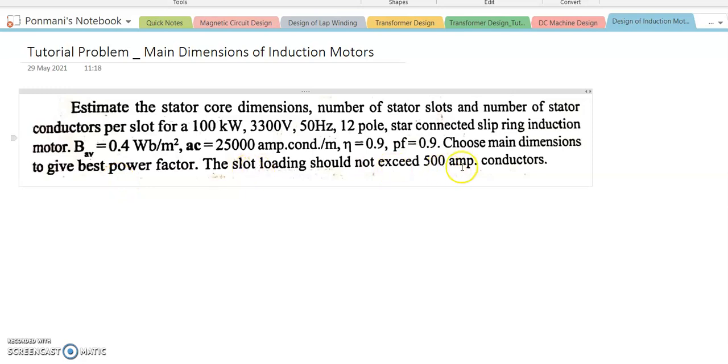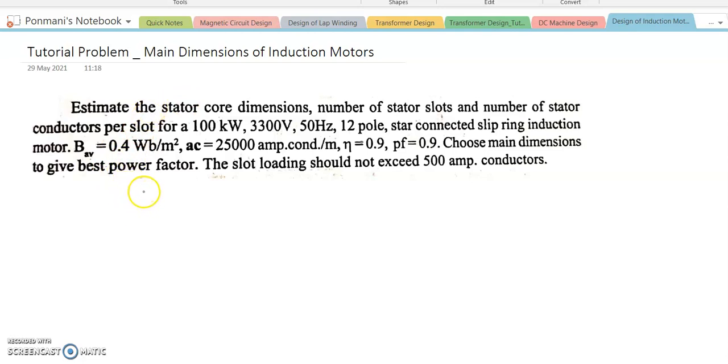The slot loading should not exceed 500 ampere conductors. Here nothing is mentioned about the number of parallel paths, so we can take the number of parallel paths A equal to 1, so that the number of conductors will be as it is, and the stator current Is will also be equal to Iz, the conductor current. So with this given data, first we will solve the main dimensions, and the capacity of the machine is given.